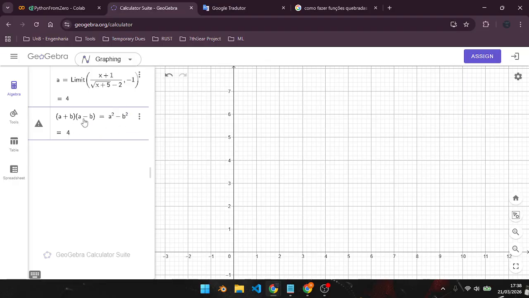But that's not exactly what matters here. What matters here is that you have the square root of x plus 5 squared, so we're simply going to get rid of the square root. Rewriting that, on the top side we're going to have x plus 1 times the square root of x plus 5 plus 2, and on the other side we're going to have the square root of x plus 5 squared, which gives you x plus 5, and minus 2 squared, which gives you minus 4.